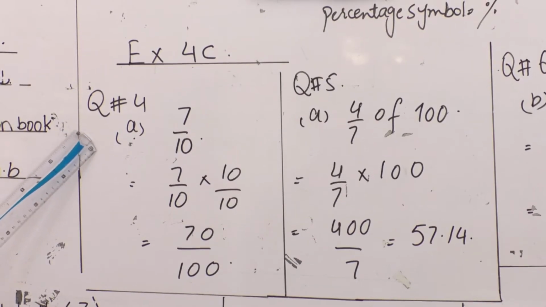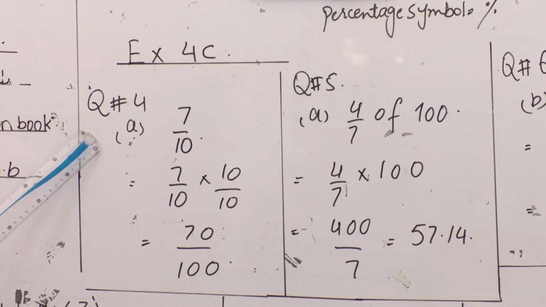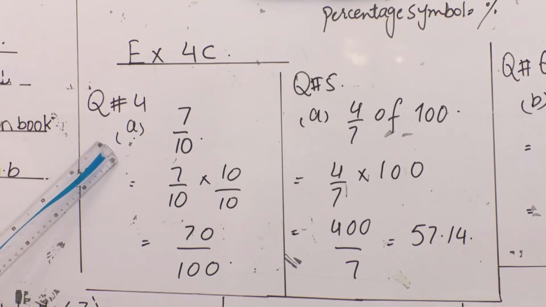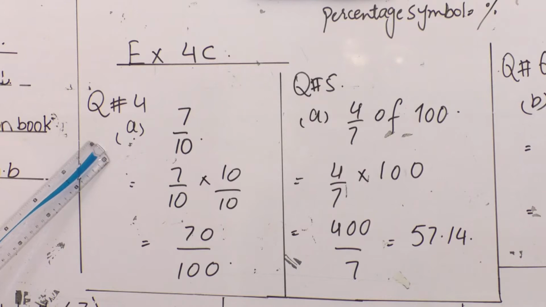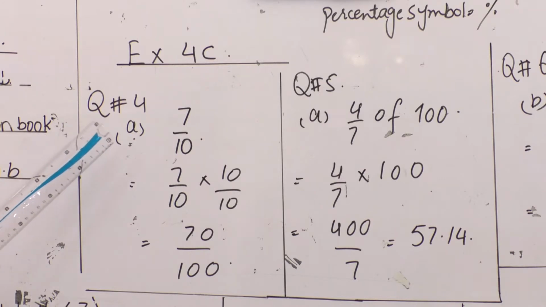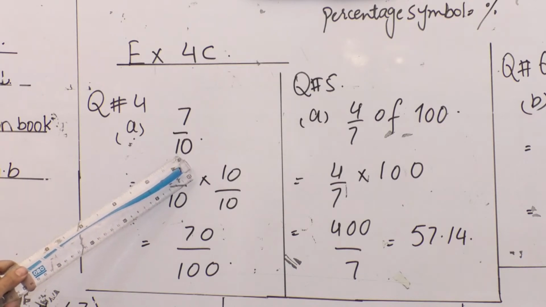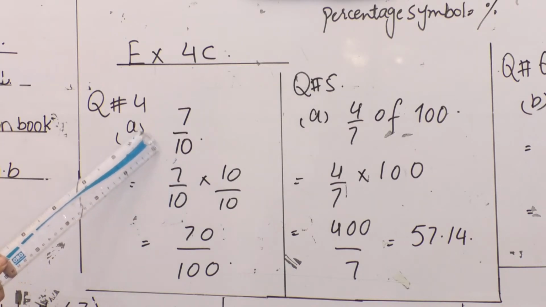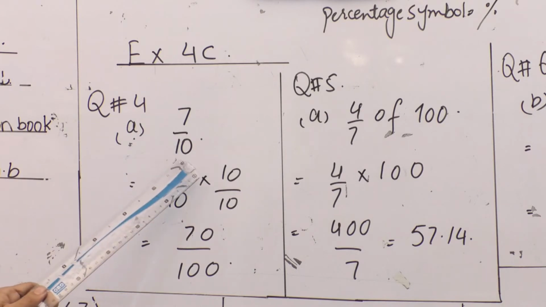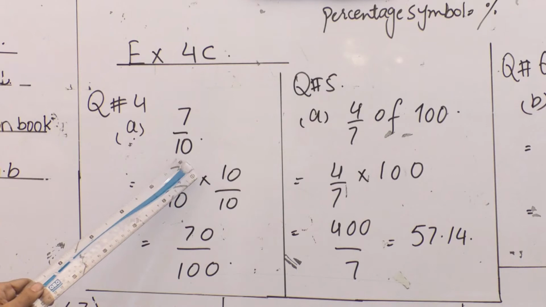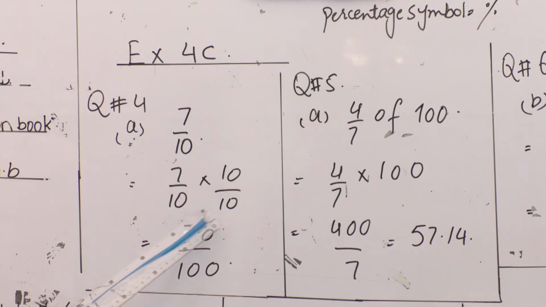Okay students, start exercise 4C, question number 4, part A. The question is, change these fractions into equivalent fractions with denominator 100. Here we have to make the denominator 100. What we have to do is, for 7 by 10, we will multiply the 10 by that number so that we will get 100. So 10 multiplied by 10 will become 100.